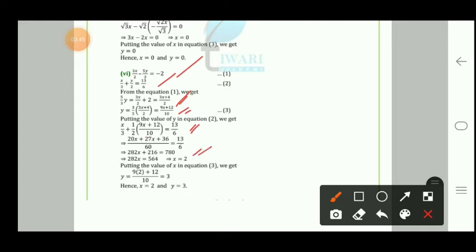When x is equal to 2, putting this value in equation number 3, we get y is equal to (9 into 2 plus 12) over 10, that is 3. So we have the result x equal to 2 and y is equal to 3 as the required answer.